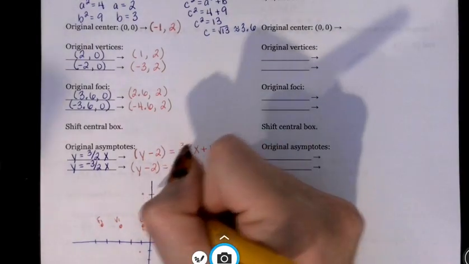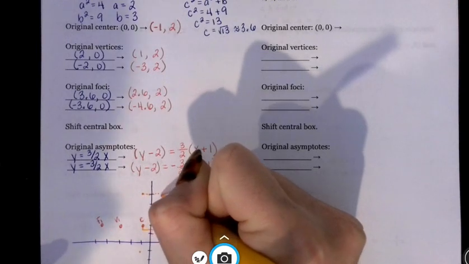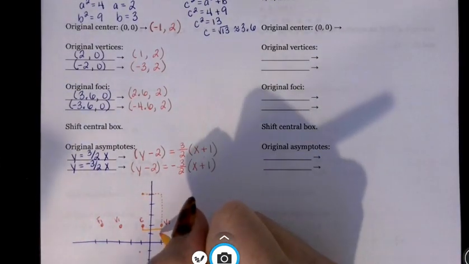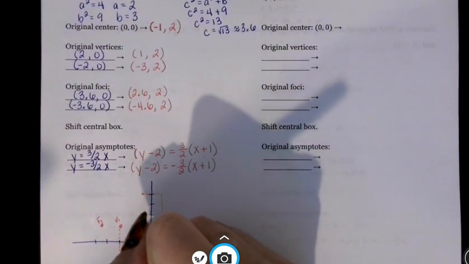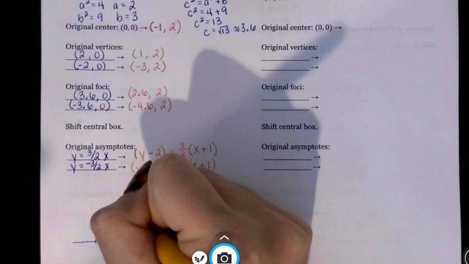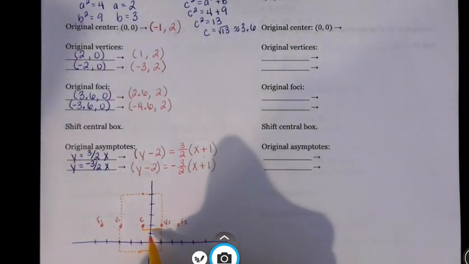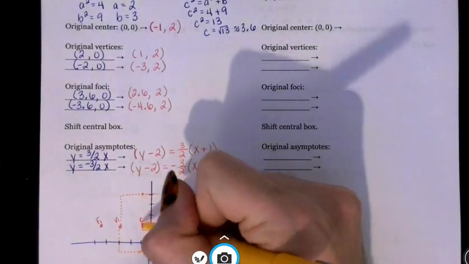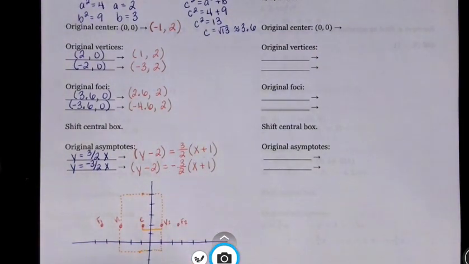My scale's a little off, so I'm going to connect the dot from up here with my vertice, like that. And then I'm going to continue through that dot. And then, so I have a whole rectangle. Okay, so this length here was a distance of 2 because that's our a, and then this has a distance of 3, which is our b. So now I can draw my asymptotes, and then I can finish my hyperbola.